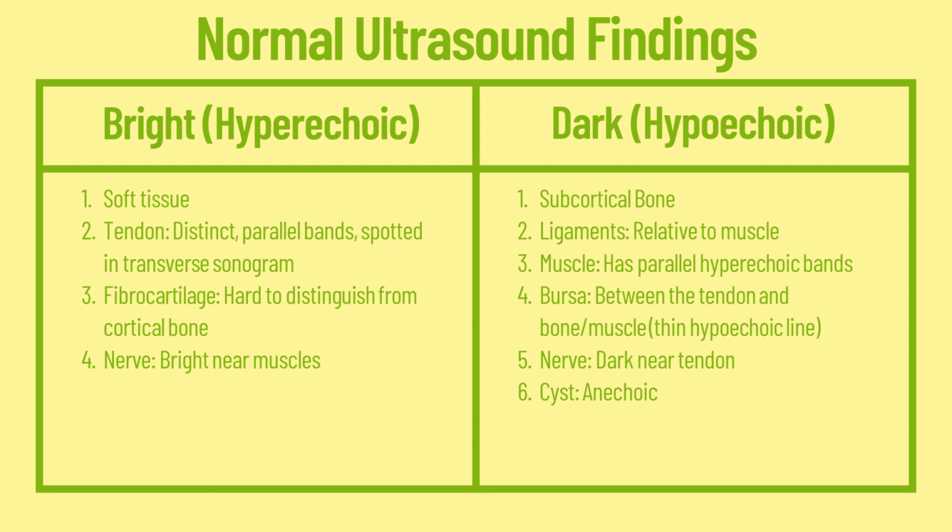Let's go into what we see as hypoechoic in the ultrasound. In the ultrasound, we're going to see that bone, subcortical bone, is going to be hypoechoic, so it's going to appear more dark. Ligaments, when they're in relation to the muscle, are going to appear hypoechoic. Muscle is going to actually be hypoechoic, but like the tendon, it's going to have some striations of the parallel bands that are going to appear a little bit brighter. So the tendon is going to appear bright, but have parallel dark bands through it, and then the muscle is going to appear dark and have parallel light bands through it. So that's how we can determine the difference between the muscle and the tendon.